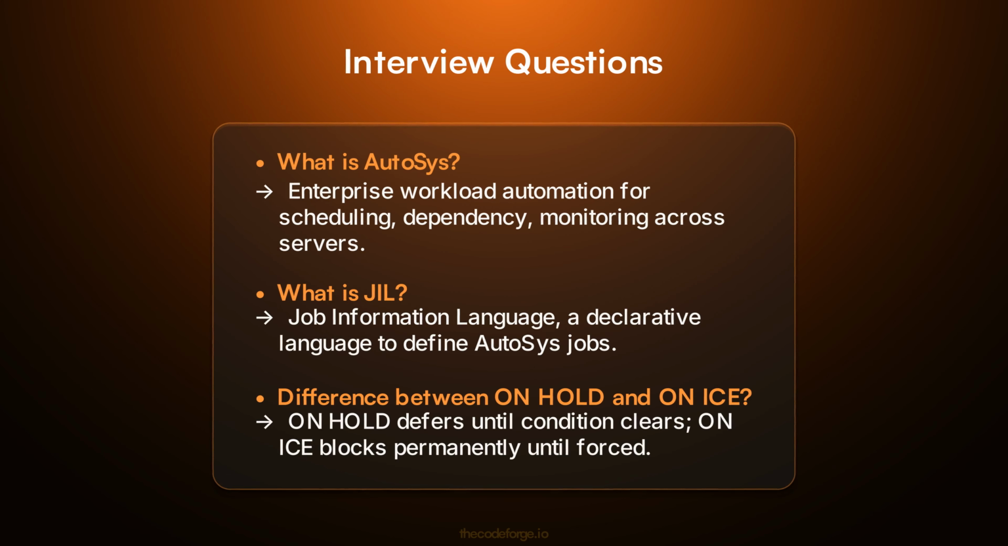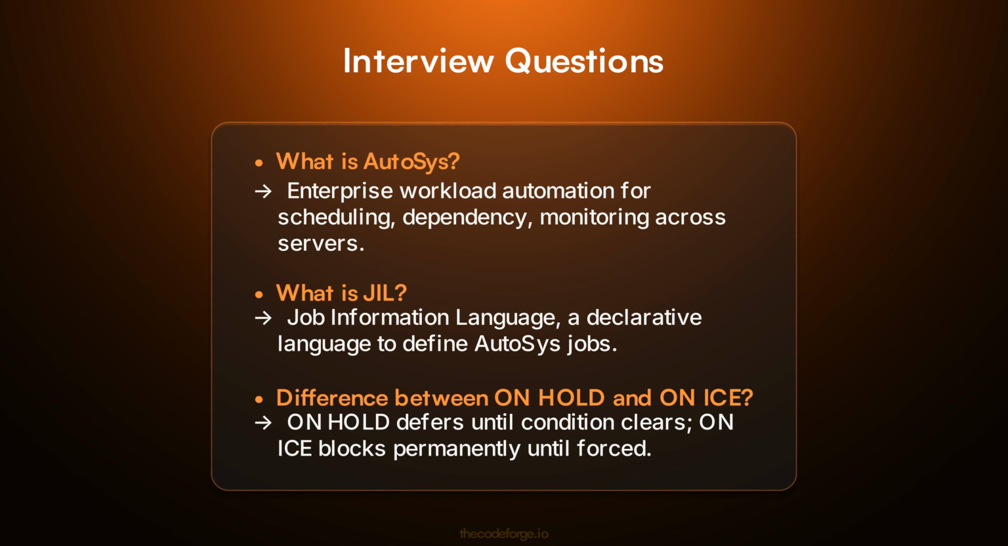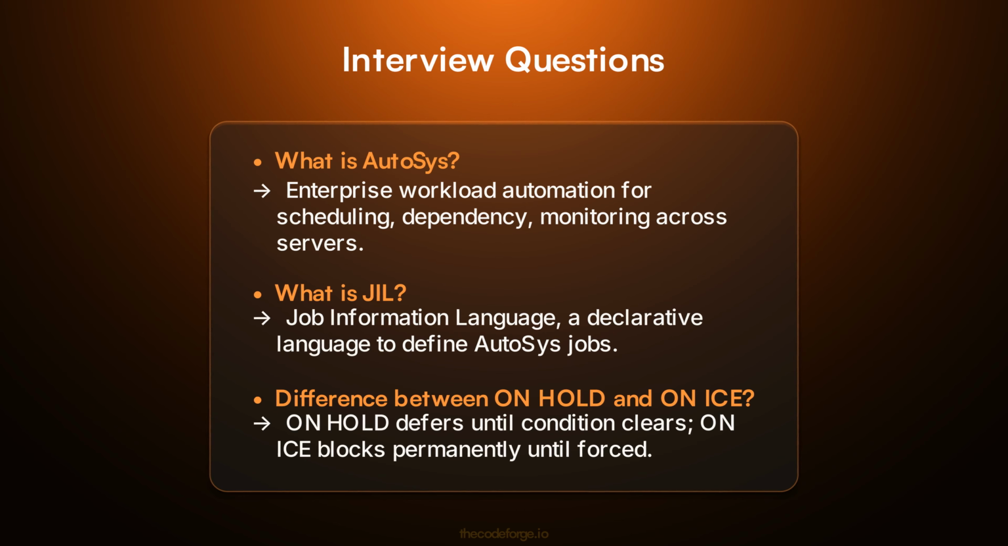Let's run through some common interview questions. What is AutoSys? Enterprise workload automation for scheduling, dependency, monitoring across servers. What is JIL? Job information language, a declarative language to define AutoSys jobs. Difference between on hold and on ice. On hold defers until condition clears. On ice blocks permanently until forced.